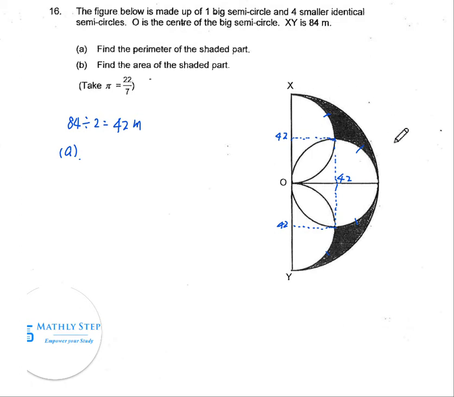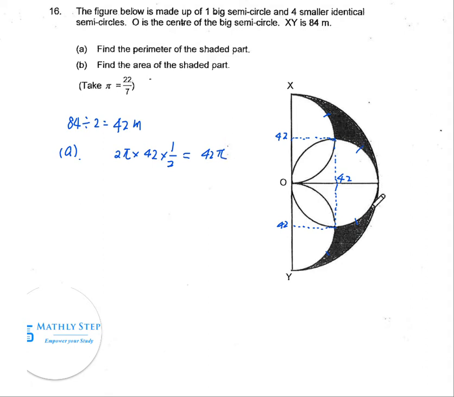Okay, now we find the big semicircle first. For the big semicircle, the perimeter will be 2 pi R, where R is 42, times half. This is the big one. We solve this first and then we solve the smaller one. So this is 42 pi. Okay, now the smaller one.